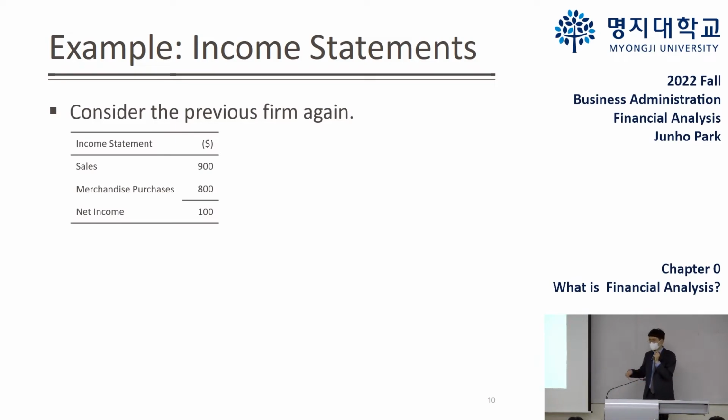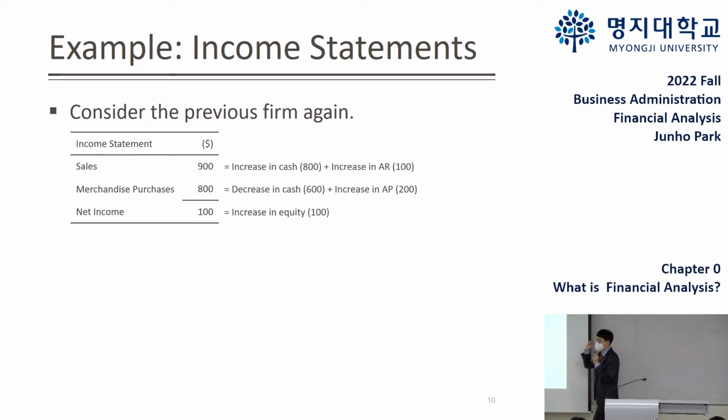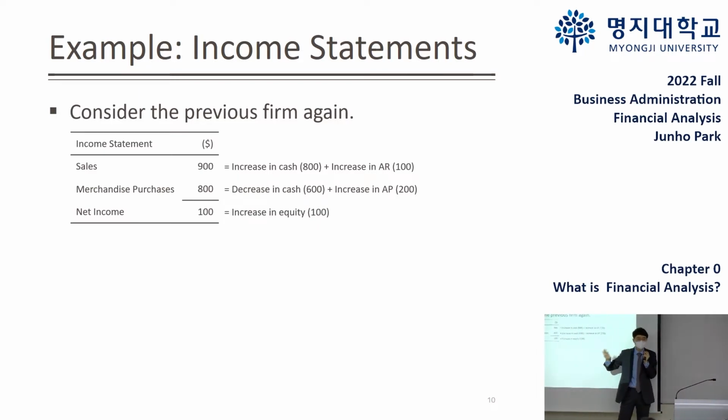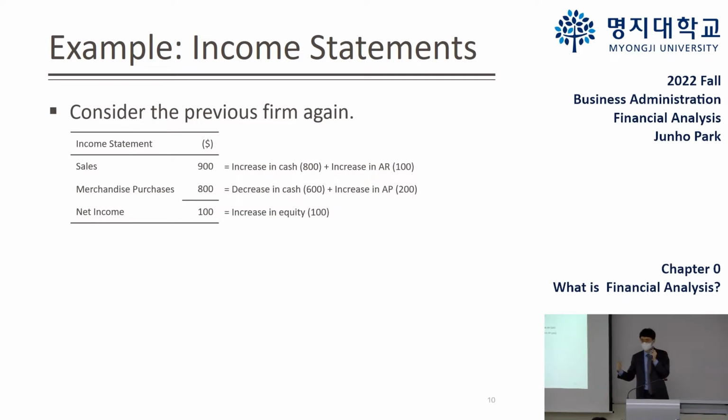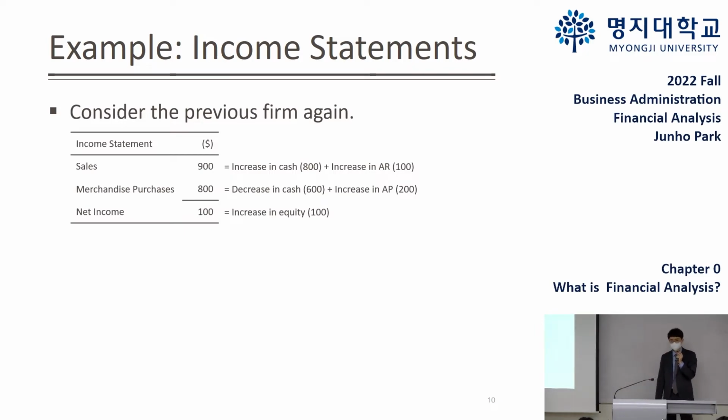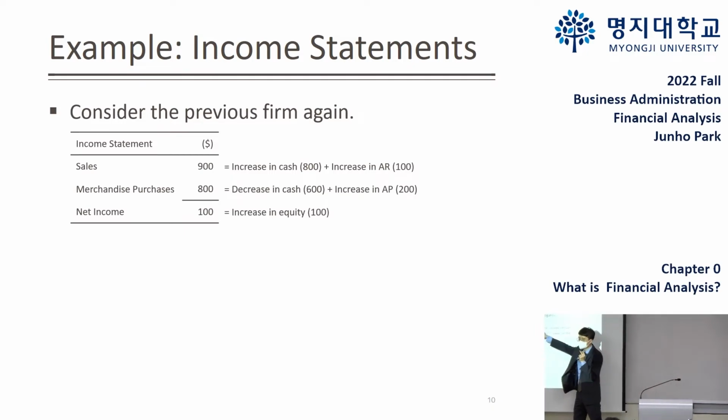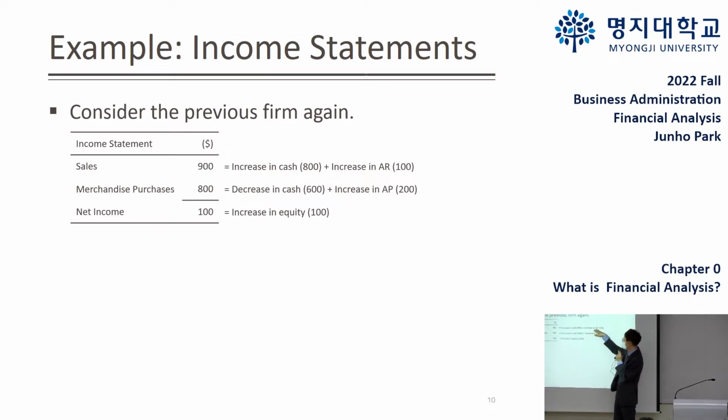But let's think about my definition. So why are sales increases in assets or decreases in liabilities? Because these sales transactions were conducted by an increase in cash of $800 and an increase in accounts receivable of $100. So cash increase, this is an increase in assets. Accounts receivable increase, this is an increase in assets. So my definition is true for this case.